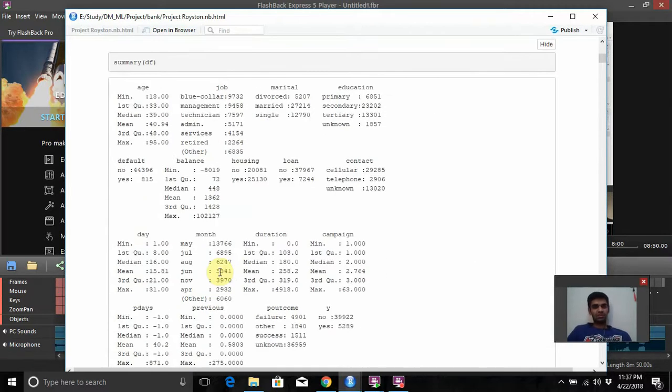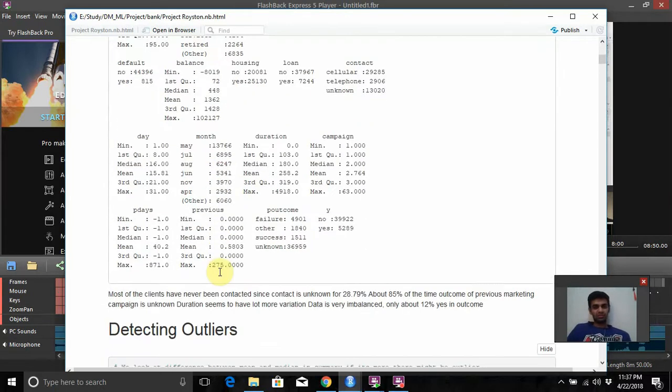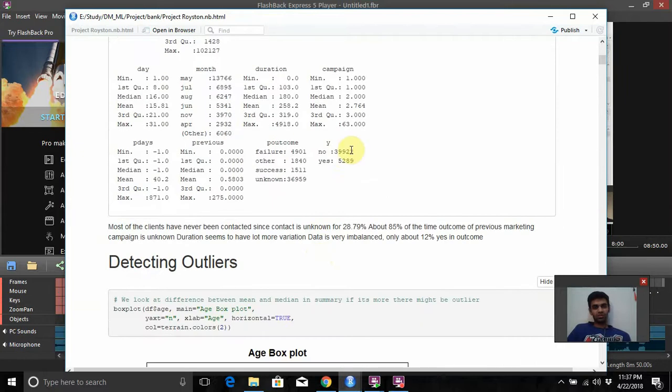And this is the summary of my dataset, where I can see the min-max of the age, the types of jobs, etc., and my prediction variable y, either yes or no. So as you can see, there are only a few yes.